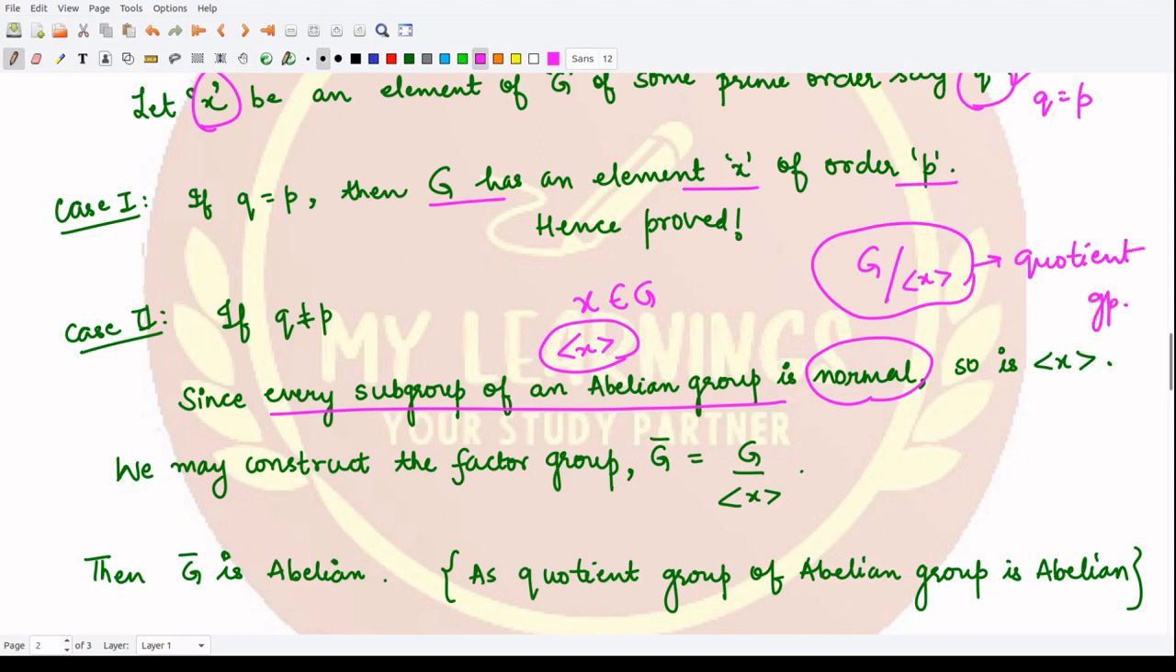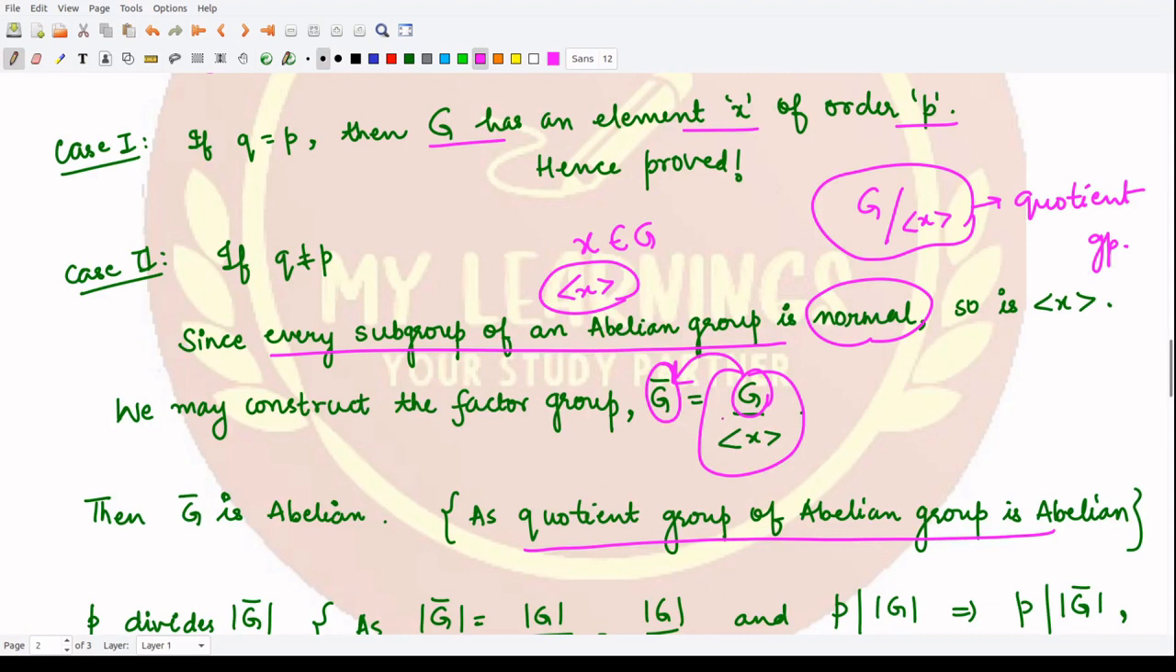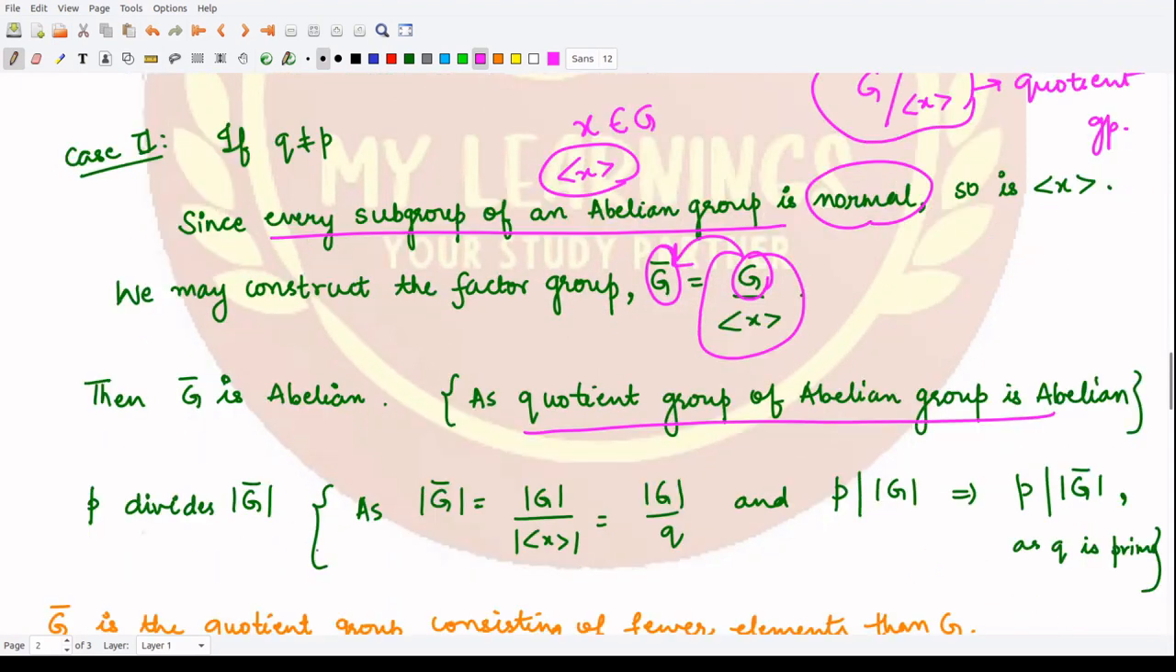So let's call that quotient group G bar. G bar is G modulo the subgroup generated by x. Because the group G is given to be abelian, the quotient group formed is also abelian, because we have this result that a quotient group of an abelian group is abelian, right? So that means G bar is abelian, and here you see P divides the order of G bar.